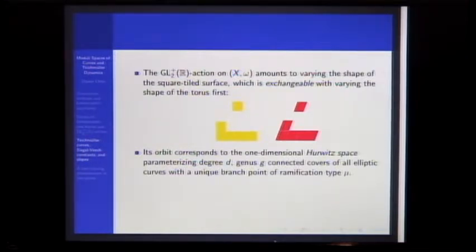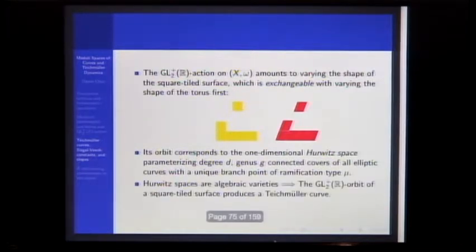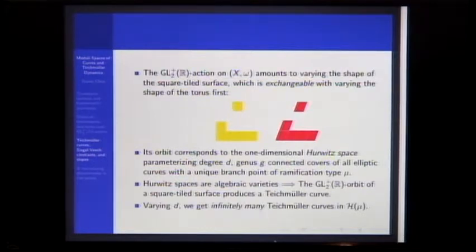And you know, Hurwitz spaces are algebraic. So in this way, you just constructed a special Teichmüller curve. It's invariant under this GL2, and this orbit projection given by the Hurwitz space projection is algebraic in the first place. And so this construction gives you a special Teichmüller curve by using these special branch covers. They have a special name. And in particular, if you change the degree of the branch cover, you actually can obtain infinitely many Teichmüller curves.